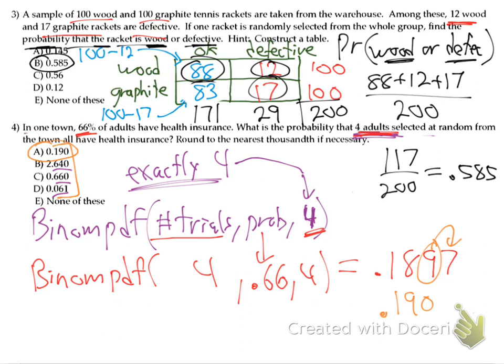They had said, what's the chance you talk to 10 adults that all have health insurance? It would have been 10 and 10. But if they said you talk to 10, what's the chance at least exactly 7 of them? Would have been 10 and 7. But yeah, as it is, they just said 4, so it's 4 for both.